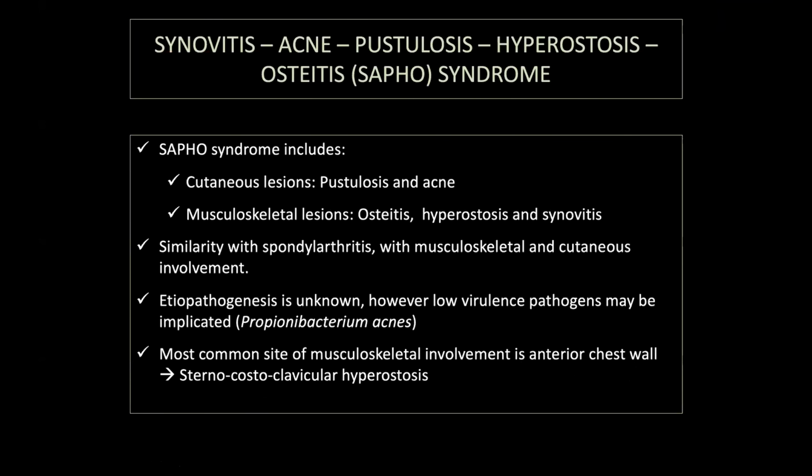So SAPHO includes 2 cutaneous components and 3 musculoskeletal components. The cutaneous lesions are the pustulosis and acne, and the musculoskeletal lesions are osteitis, hyperostosis, and synovitis. So there is some similarity with spondyloarthritis with musculoskeletal and cutaneous involvement. However, the etiopathogenesis for SAPHO is unknown. There's a thought that Propionibacterium acnes can play a role in the genesis of this disease. And the most common site of involvement of SAPHO is the anterior chest wall, specifically sternocostoclavicular hyperostosis.